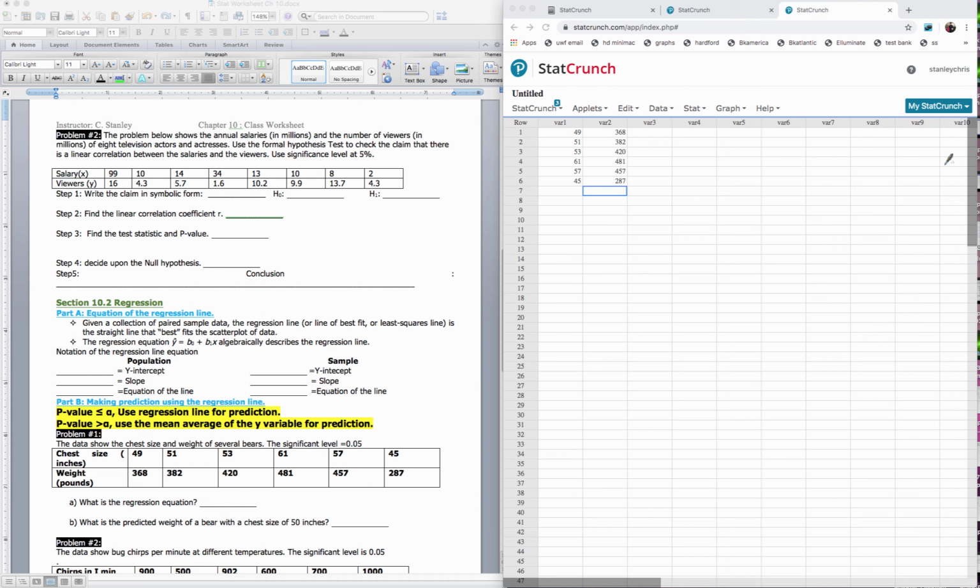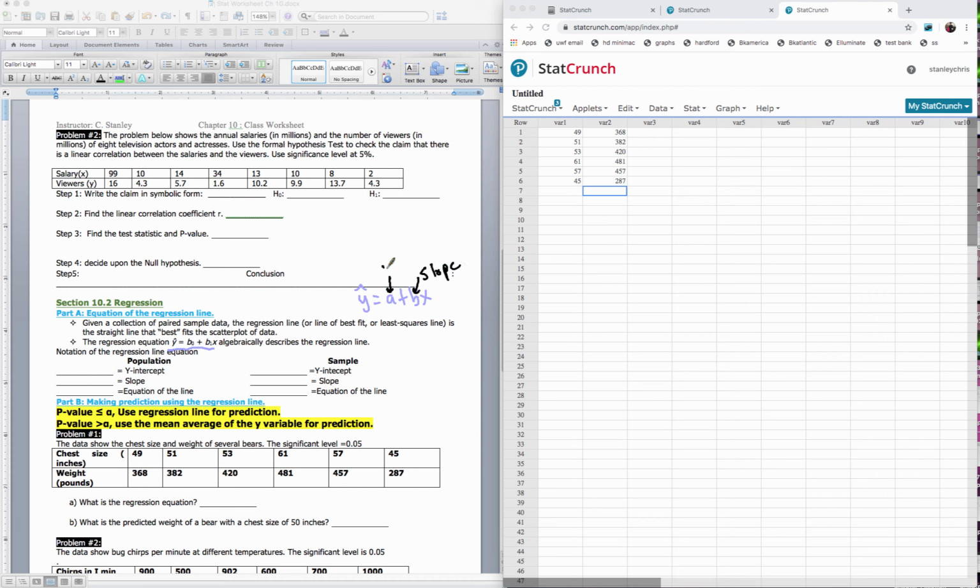Okay, I have my data in. We'll talk about that here in a second. There are two different equations: the equation for the population and the equation for the sample. They use slightly different forms, but it really doesn't matter what you're using. I called it a plus bx. The important thing is that whatever letter is being multiplied by the x is going to be your slope, no matter how it looks.